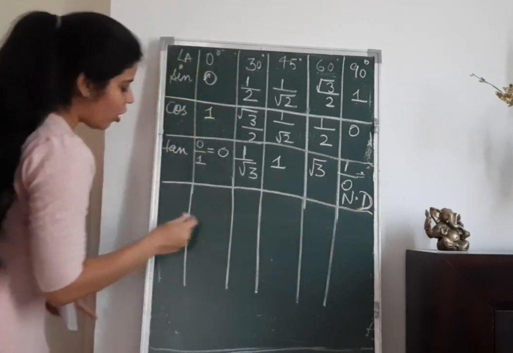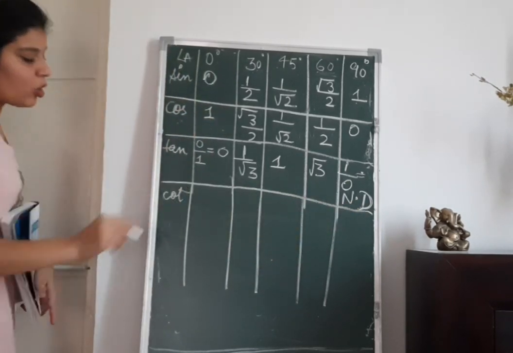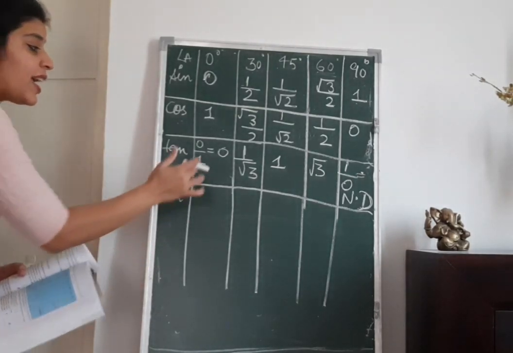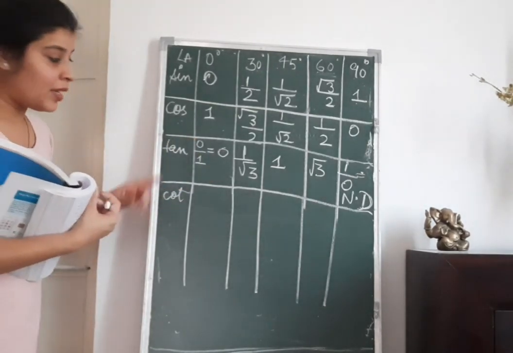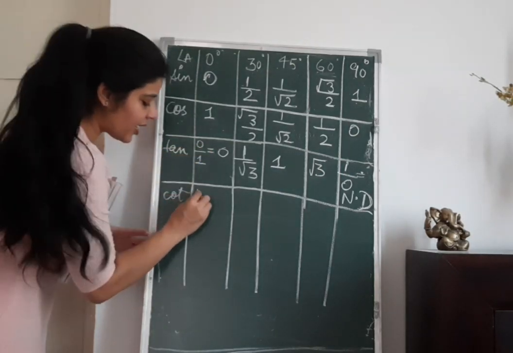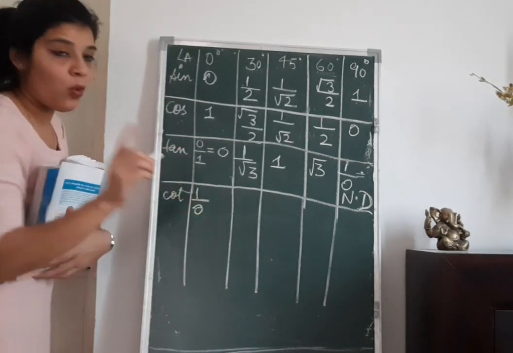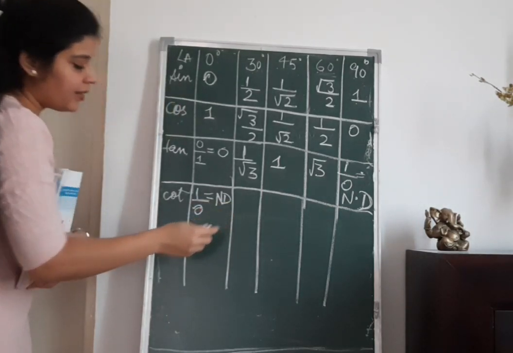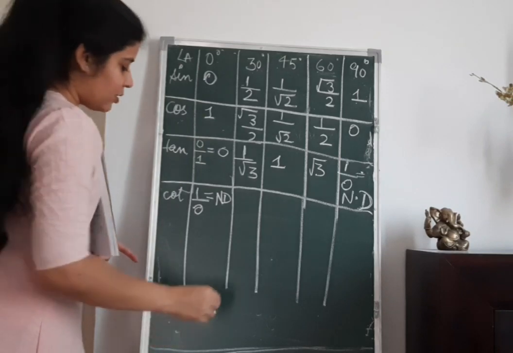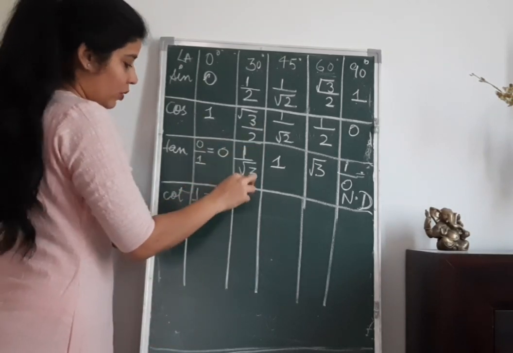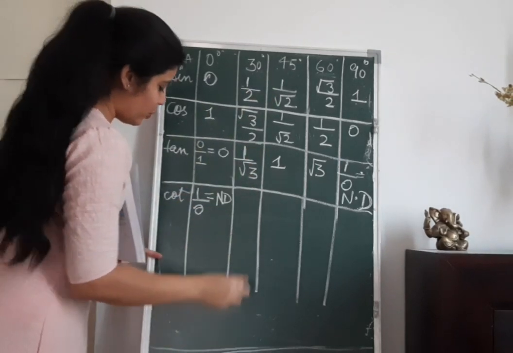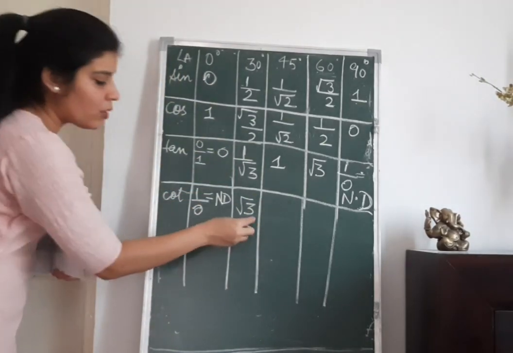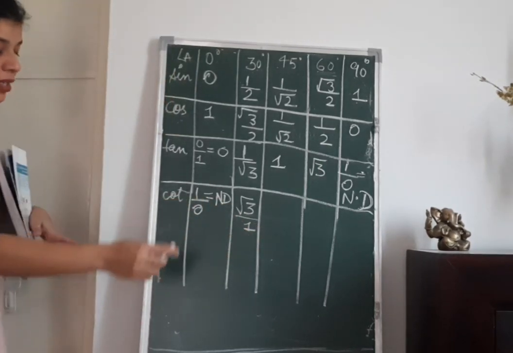What will be the value of cot? Cot is just the reciprocal of tan, right? So if this is 0 upon 1, right, then this will become 1 upon 0, and we know 1 upon 0 is what? Not defined, right? So cot of 0 is not defined. Now tan of 30 degree is 1 upon root 3. So cot of 30 degree becomes root 3. That is root 3 upon 1. That is equal to what? Root 3 only.